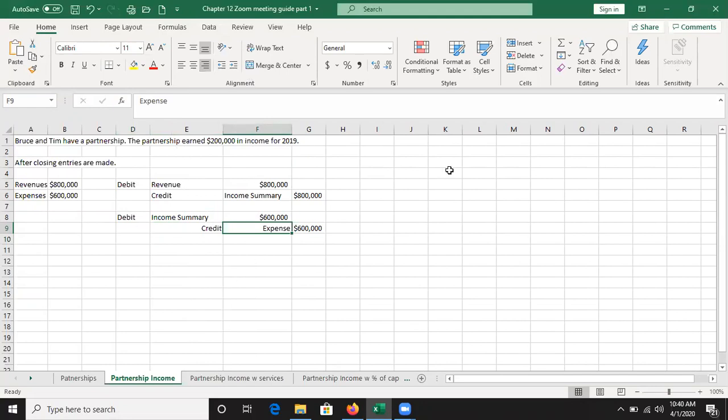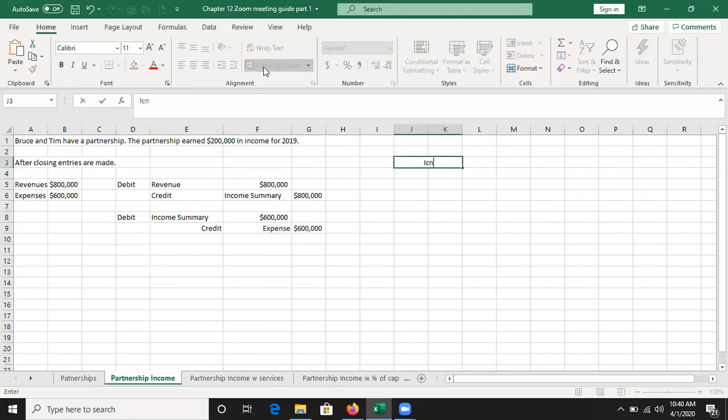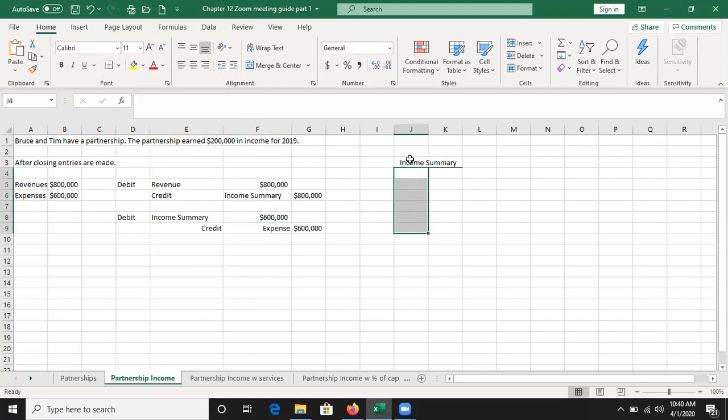And now what would be left in the income summary if we had a T-chart, I just want to show you what this looks like. Again, this isn't the closing entries chapter, it's partnership. So this is just going to be a super rough reminder of how closing entries work. Income summary would have been credited for 800,000, and then we just debited it for 600,000.